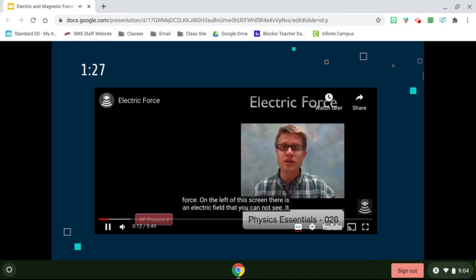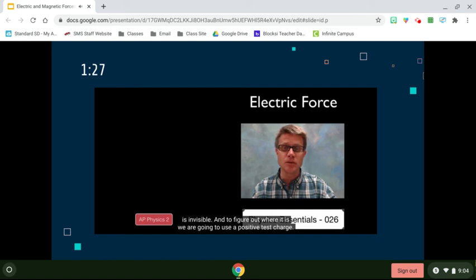On the left side of this, there is an electric field that you can't see. It's invisible. To figure out where it is, we're going to use a positive test charge. We're going to put a positive charge there and simply let it go, and I'll mark its original location. Watch what happens. Well, it's accelerating away. That means it must be experiencing a net force. We call that an electric force that's being created by a charge inside this field.